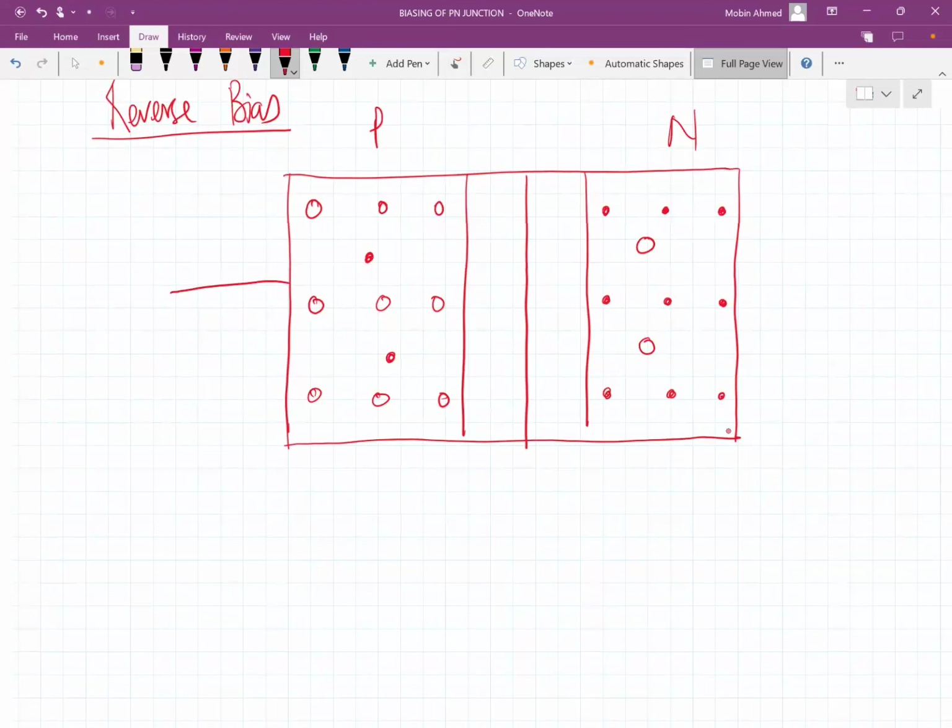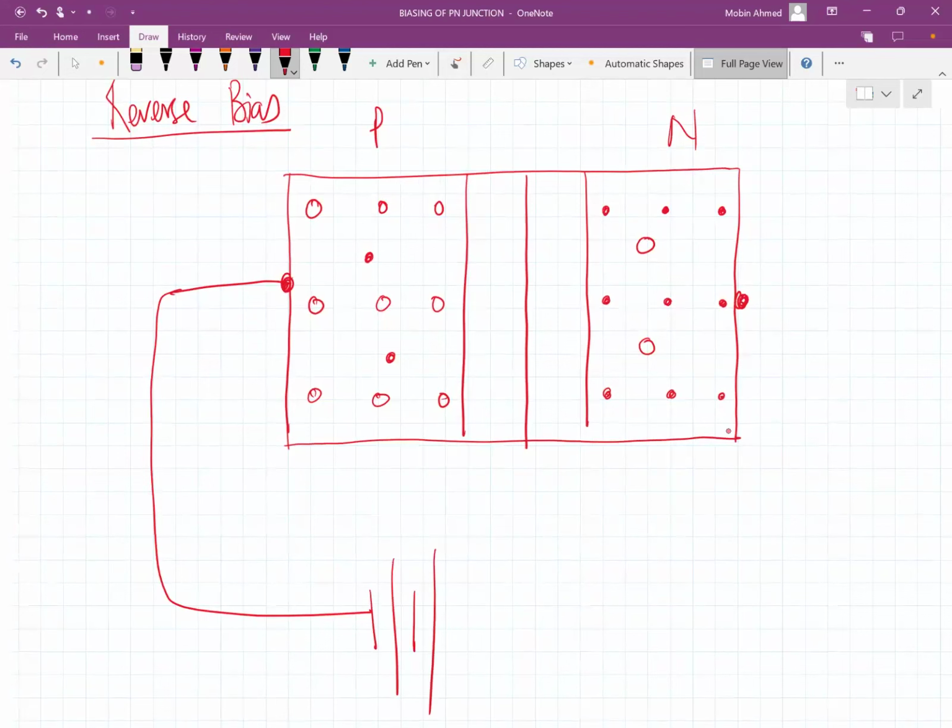When the battery supply is connected such that P is with the negative terminal of the battery, and the positive is connected to the N semiconductor, this is known as reverse biasing.